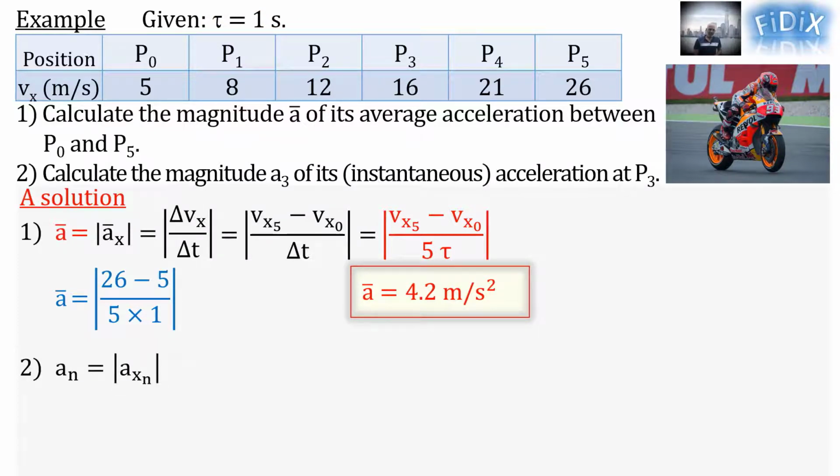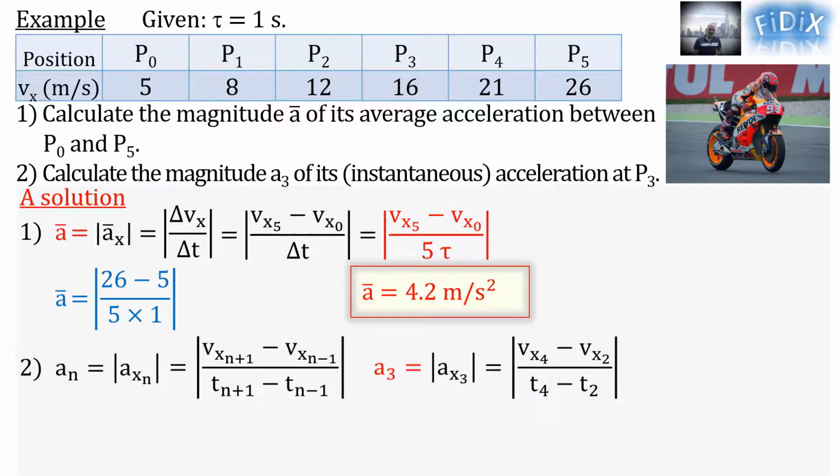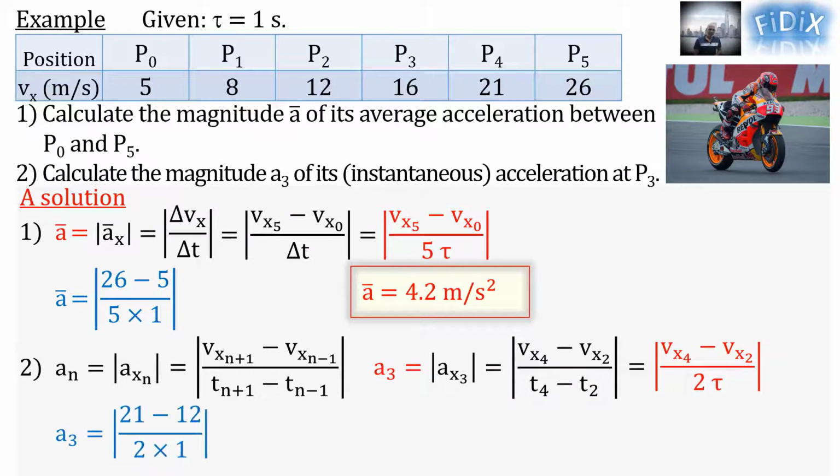For question 2, we know that the magnitude of the instantaneous acceleration is equal to its absolute value. We write its general formula, and we apply it at P3, which means between P2 and P4 with the respective velocities Vx2 and Vx4, knowing that the duration delta t between these 2 points is equal to 2 time intervals tau. We replace Vx2 and Vx4 by their values. We replace tau by its value, and we get 4.5 meters per second squared.